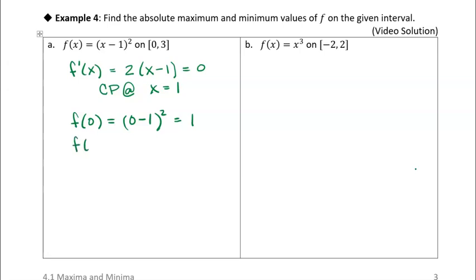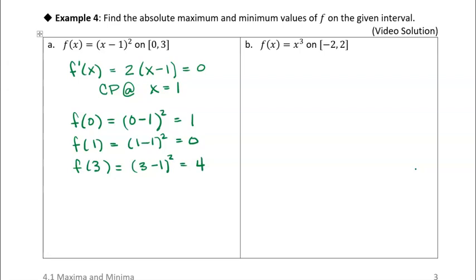Now, the next point on the domain is just going to be at 1. That's my critical point. And so there I have 1 minus 1 squared, which is just 0. And then f at the other endpoint, let's do 3. That's the other endpoint on that closed interval. When I put that into the function, I get 3 minus 1 squared, which is 2 squared, which is 4. Okay?